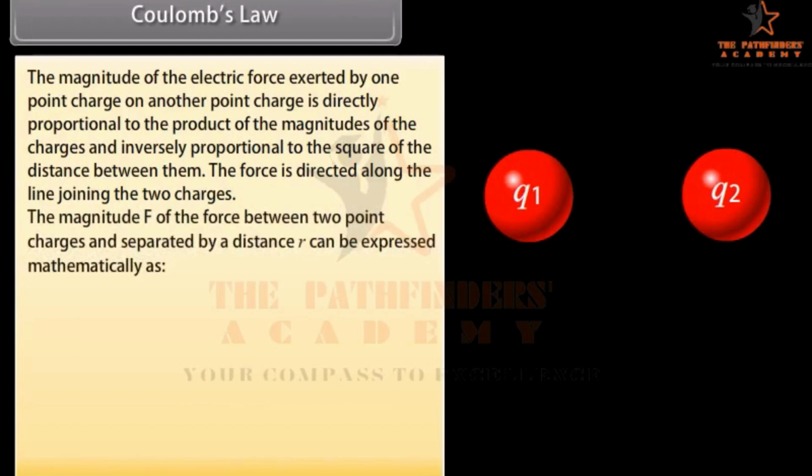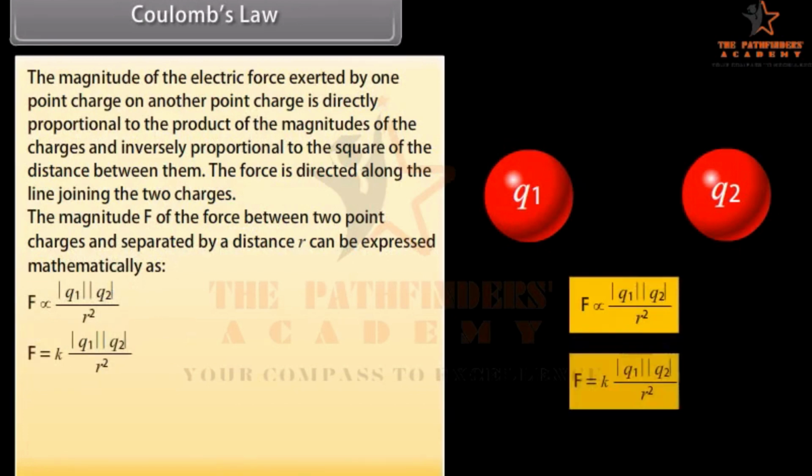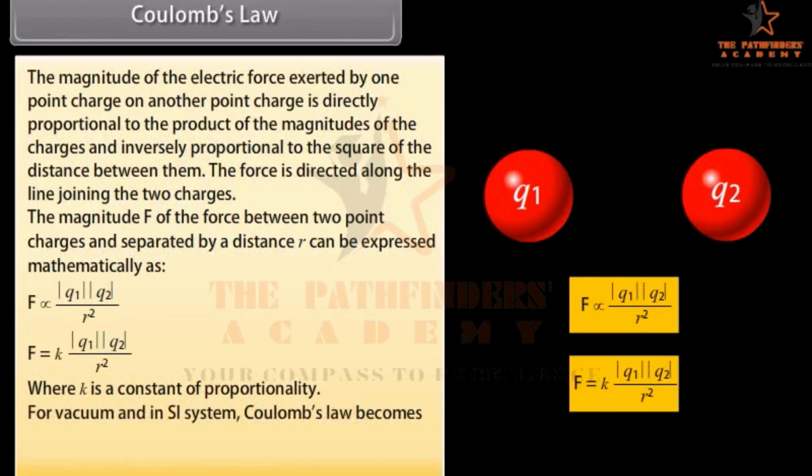The magnitude F of the force between two point charges Q1 and Q2 separated by a distance r can be expressed mathematically as F = K |Q1| |Q2| / r². Here, K is a constant of proportionality. For vacuum and in SI system, Coulomb's law becomes F = (1 / 4πε₀) × |Q1| |Q2| / r².